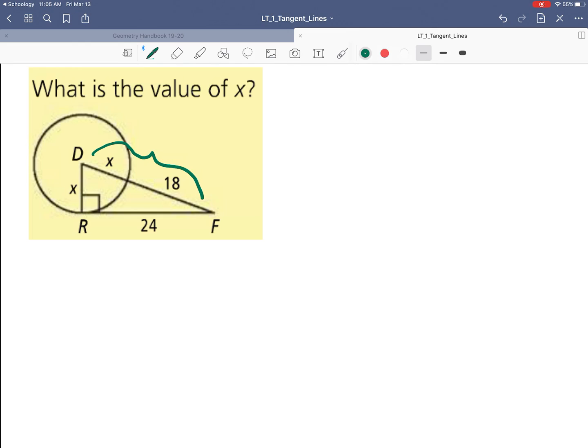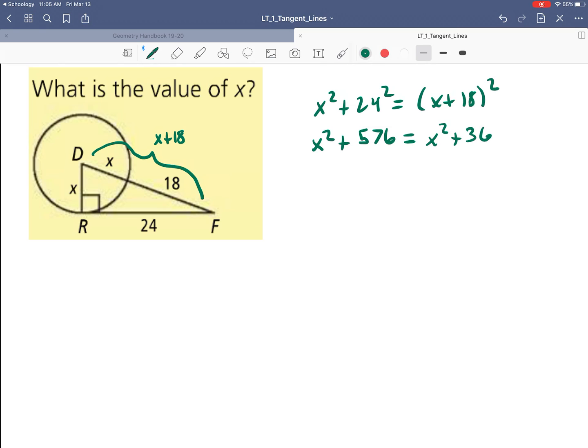All right, on this one, we've got that the hypotenuse is x plus 18. And so we've got x squared plus 24 squared equals the quantity x plus 18 squared. So we've got x squared plus, this is 576, equals, now if you simplify this guy out, you're going to get x squared plus 36x plus 324.